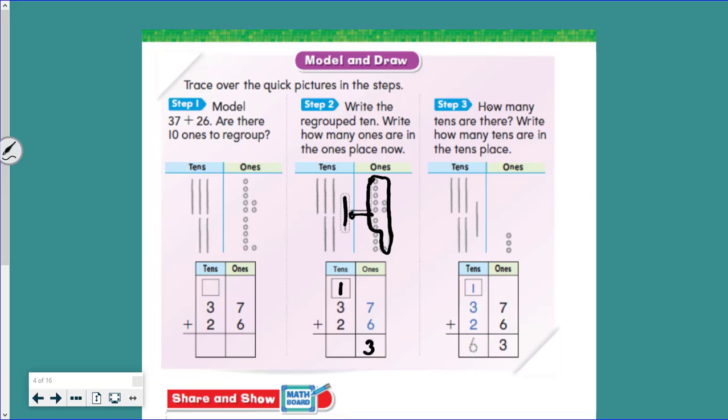And so then we get to step 3. How many tens are there? It says, write how many tens are in the tens place. Because we already finished this, we finished the 1, so now we have to count how many tens there are. So you have that 1 ten right here, and then 3 tens, which were the tens we started with from 37, right there. And then 2 tens from the 26 that we started with, right here. So when you count all those tens together, you have 6 tens, which is 63, which we see with the quick picture right here.